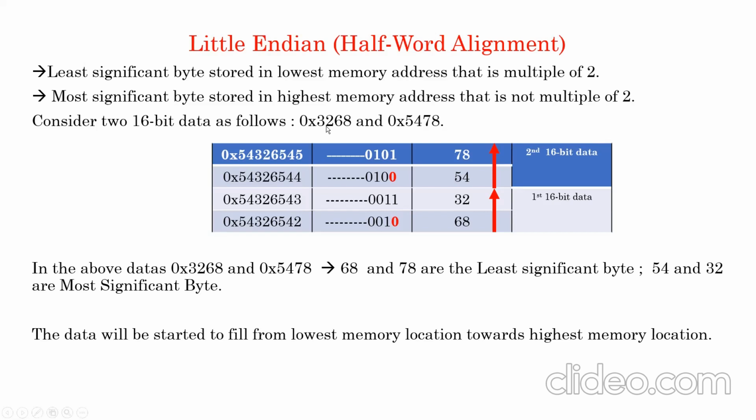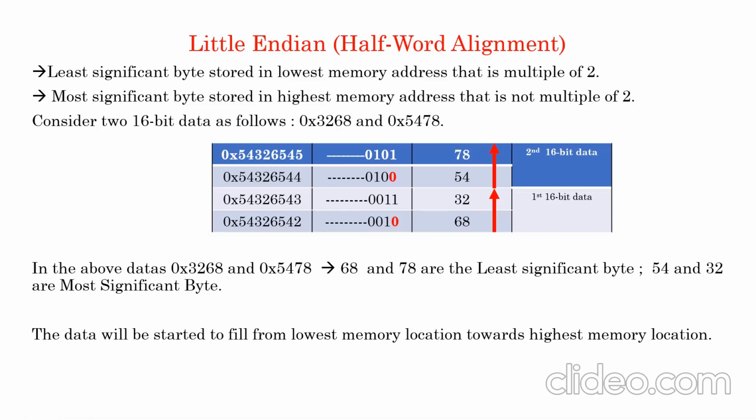Consider these 2 data, 3268 and 5478. Here 68 is the least significant byte and 32 is the most significant byte. Similarly for the other data, 78 is the least significant byte and 54 is the most significant byte. I am considering 4 memory locations here. I said 2-byte alignment means the least significant byte will be stored in locations varying as multiples of 2.